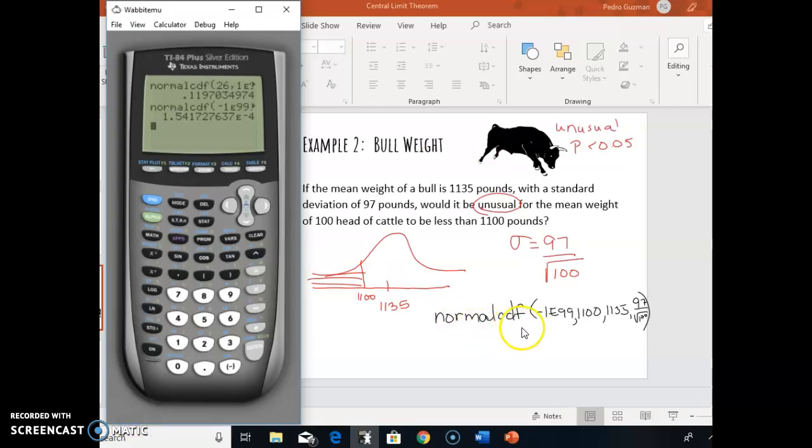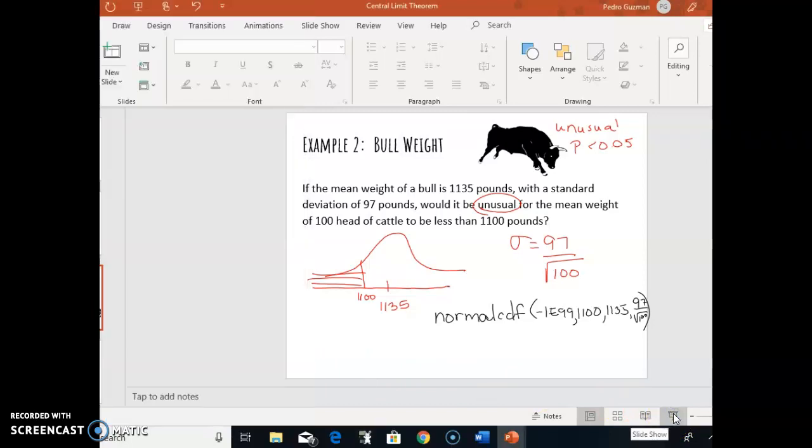Okay, so we did normal CDF, negative infinity to 1100. Mean is 1135. The standard deviation we put in is 97 over the square root of 100. Now, I put that in the calculator and I got 1.5417, etc., e negative 4. So 1.5417 e negative 4.